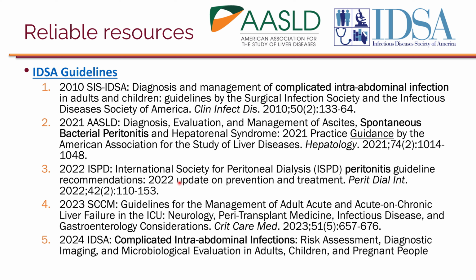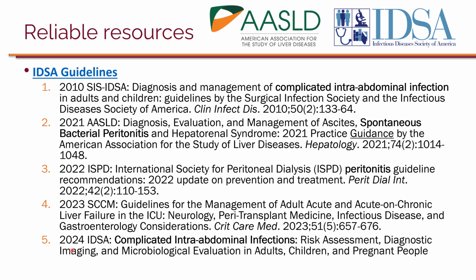Some patients who are on peritoneal dialysis can also develop peritonitis as a result of dialysis, and ISPD, the International Society for Peritoneal Dialysis, also has guidelines for management of peritonitis in those patients. And in critically ill patients, the Society of Critical Care Medicine, or SCCM, released guidelines in 2023 for management of adult acute and acute-on-chronic liver failure in the ICU, which does include peritonitis.